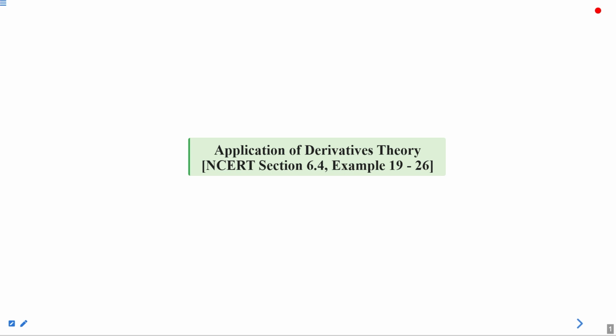So in today's class, we will study application of derivatives theory portion NCERT section 6.4 example 19 to 26. So let us start.